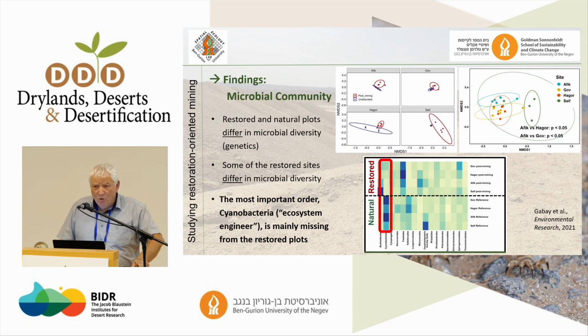And the most important one, we have many other results, but I think the important one is that the most important order, the cyanobacteria, is mainly missing from the restored plots, and you see it very clearly here. And we know that cyanobacteria, which has been mentioned a lot throughout the last 2 or 3 days, this ecosystem engineer, is really missing from the restored site, regardless of whether it's GOV, the oldest restoration site, or the youngest one.